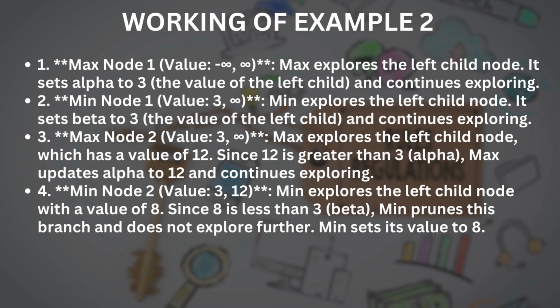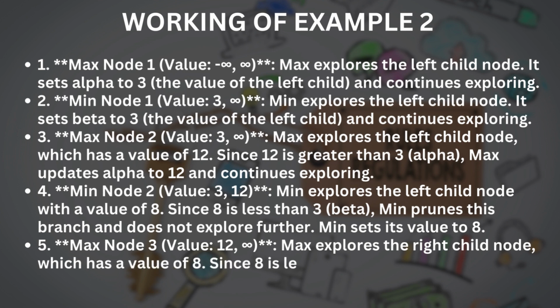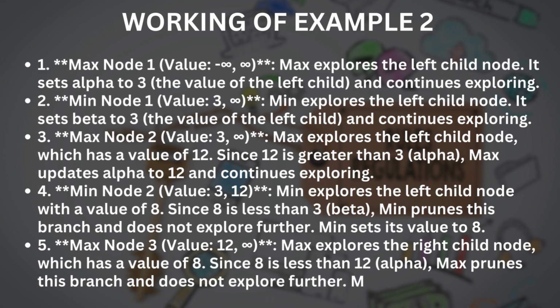Now, in step 5, max node 3, value 12 and infinity. Max explores the right child node which has a value of 8. Since 8 is less than 12, that means alpha, max prunes this branch and does not explore further. Max sets its value to 12.